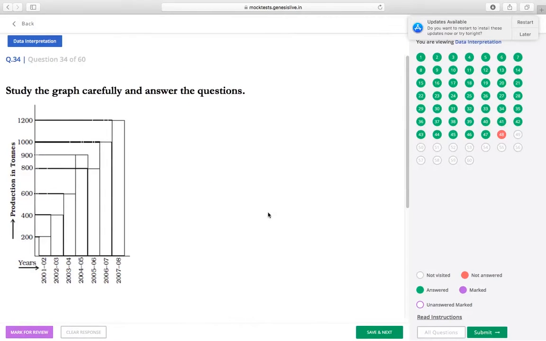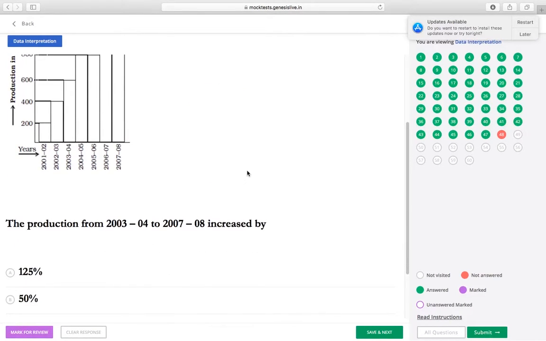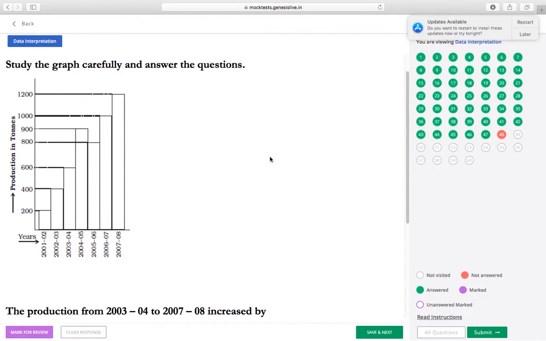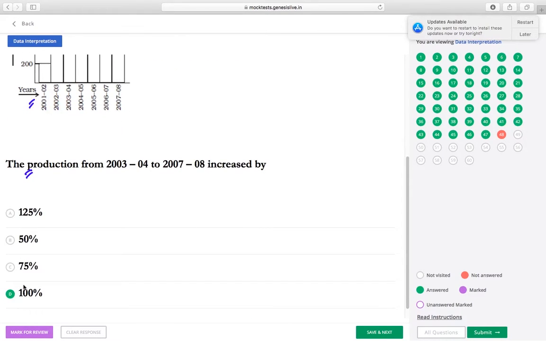Next one. Alright, the production from 3-4 to 7-8 increased by how much? It is 600, then in 7-8 it is 1200. Increased by how much? 100 percentage. 600 plus 600. So the answer is 100 percentage, marked correctly. Let's move on to the next one.